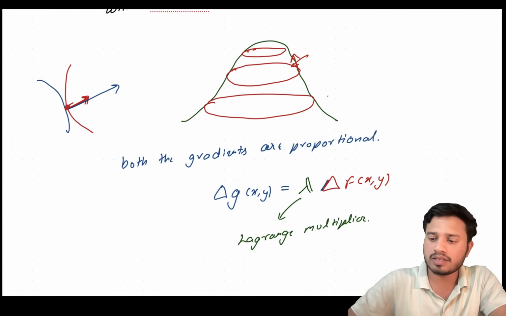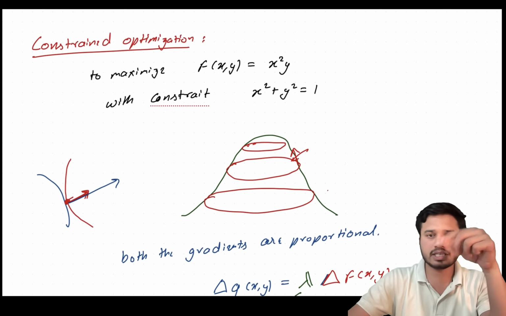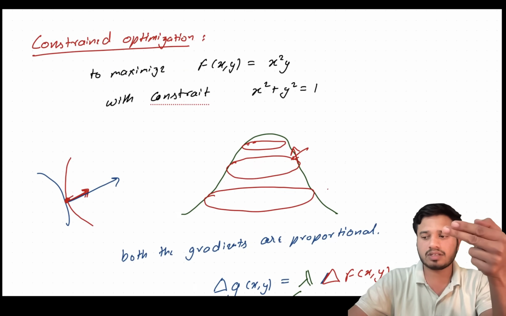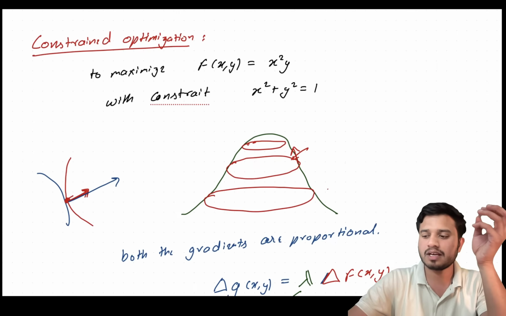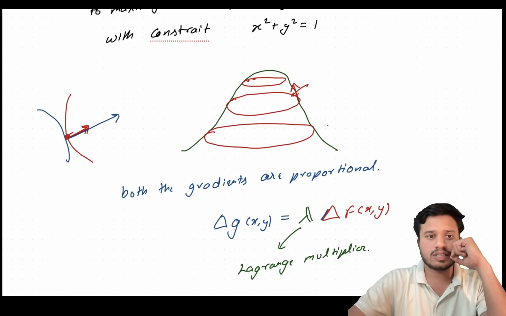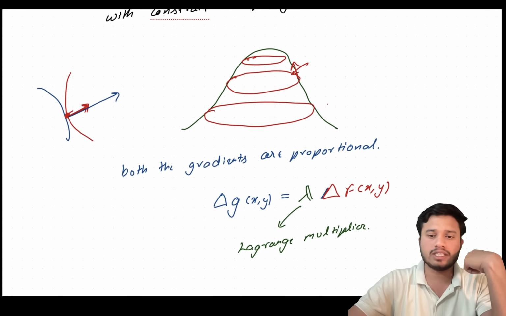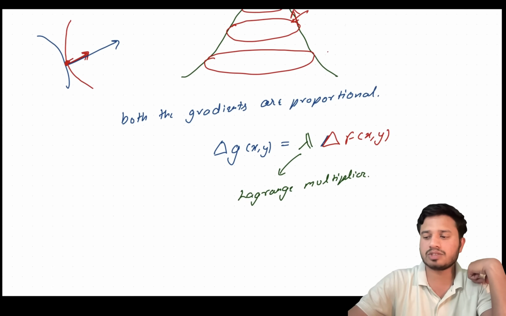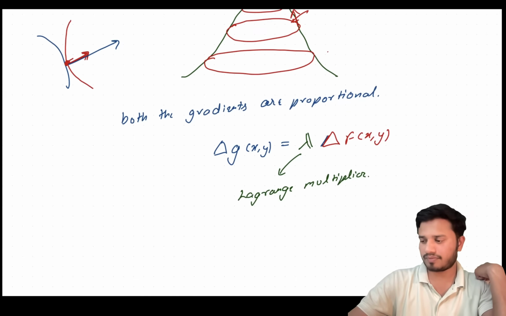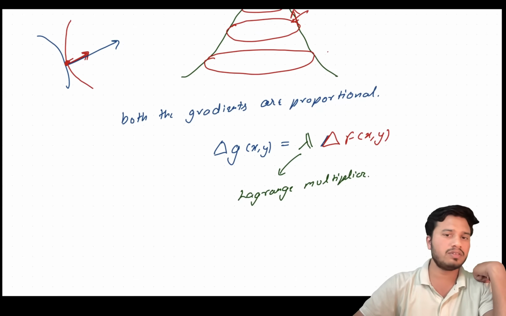We just have to do one thing. We have two equations. One is the constraint and one is our function which we have to maximize. Just look at the gradients of these. The gradients of both should be equal to each other up to the proportionality constant, which is called lambda. With the help of this we can solve.